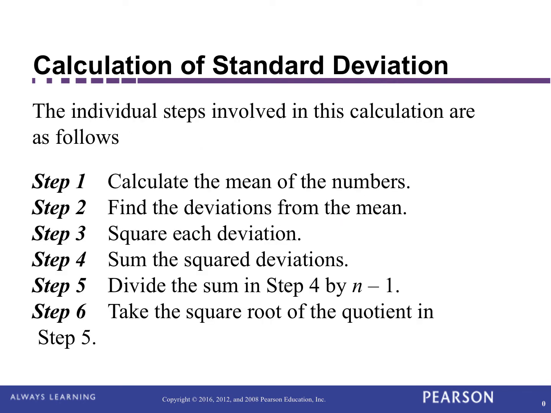Here's how to do it listed out as steps. Calculate the mean is step number 1. Then find the deviations from the mean, so subtract. Then we're going to square all of those. We're going to add up all of those numbers, divide by how many numbers there are minus 1, and then take the square root of that answer.